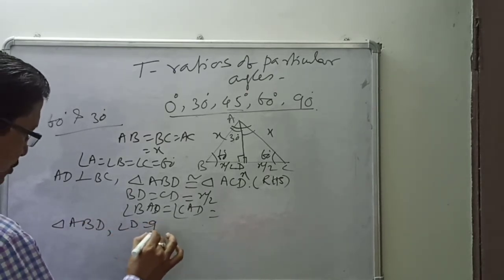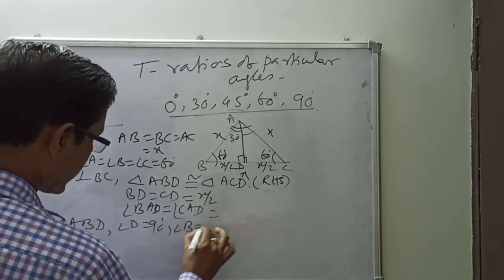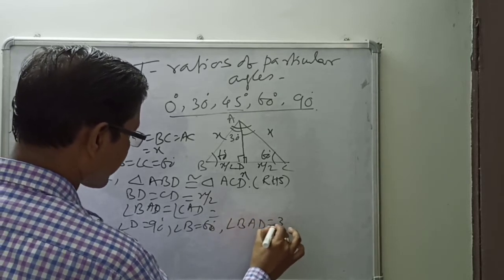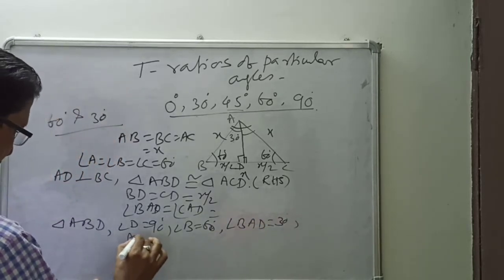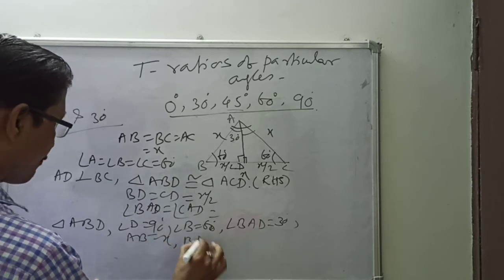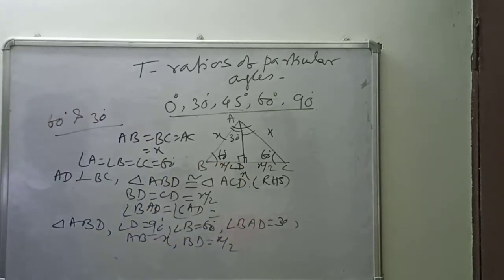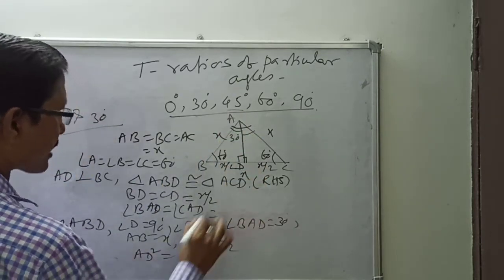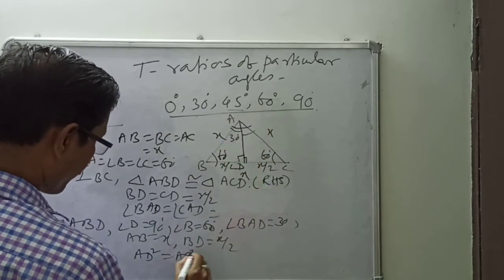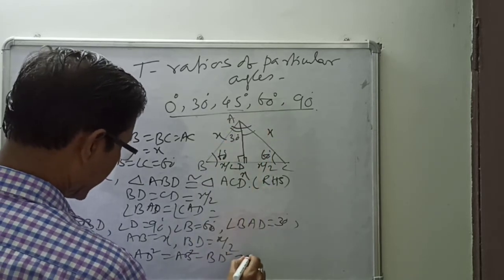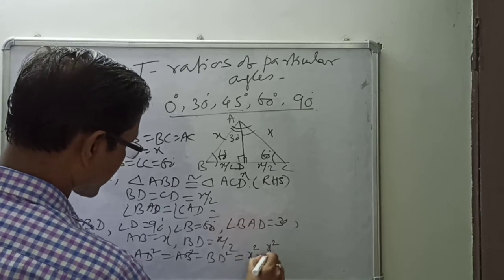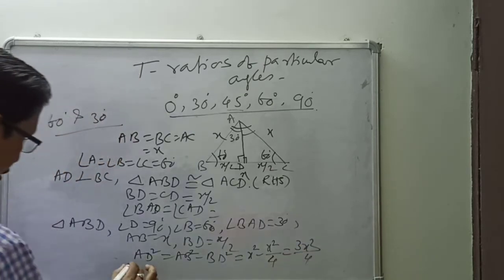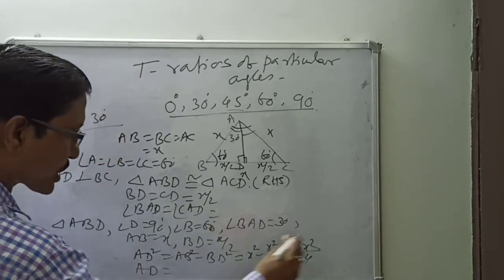angle D is 90 degree, angle B is 60 degree, and angle A is 30 degree, and AB equal to X, BD equal to X by 2. So by Pythagoras theorem, you can get AD square equal to AB square minus BD square. That means X square minus (X by 2) whole square. So ultimately 3X square by 4. Or you can get AD equal to root under this one.